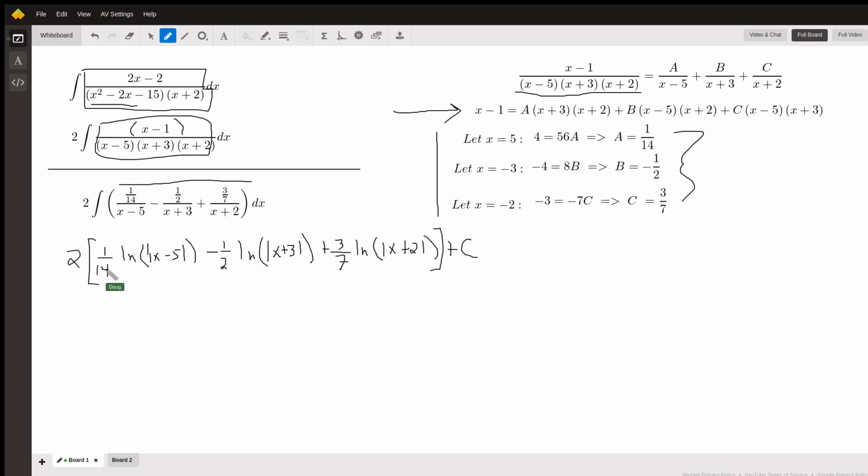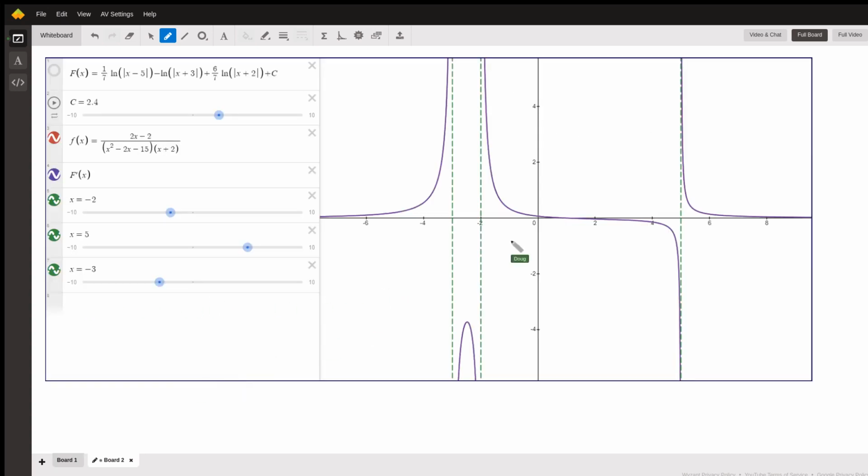Now you could distribute the 2 if you wanted to, and you could even use some properties of logarithms to collapse these three terms into one, but it doesn't really improve what it looks like. So that's your antiderivative right there. And here's kind of how you prove it on Desmos. Here's the answer, where I actually distributed that 2 sitting out front.